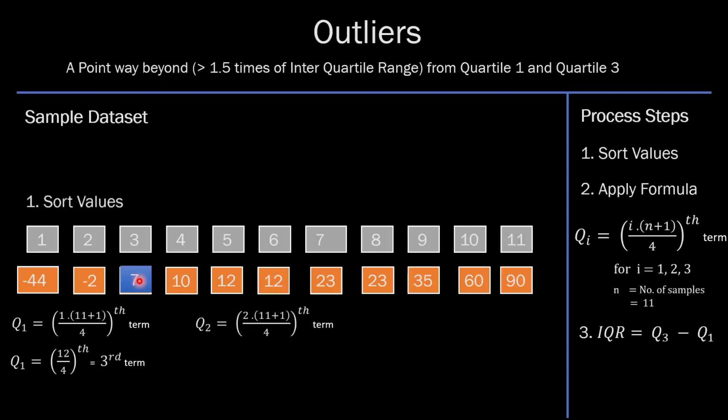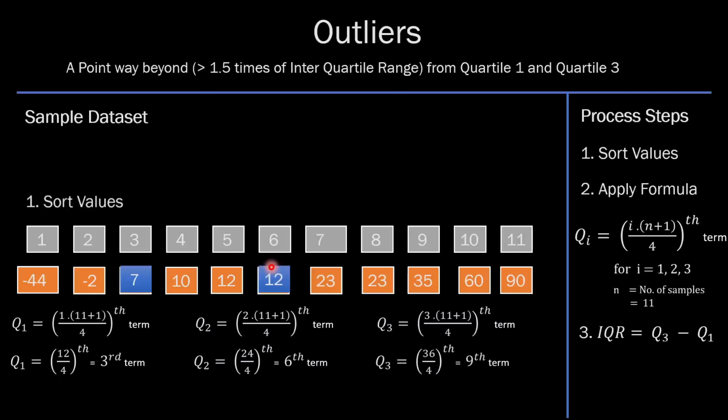Similarly, quartile 2 is nothing but 2 multiplied by 11 plus 1, divided by 4, which is 24 by 4, which is the 6th term, which is 1, 2, 3, 4, 5, 6. This is the one. The value is 12. Similarly, quartile 3 is equal to 3 multiplied by 11 plus 1, divided by 4, 36 by 4, which is the 9th term. The 9th term is nothing but 35. Now we need to find the interquartile range, which is 35 minus 7, which is 28. This is our interquartile range.